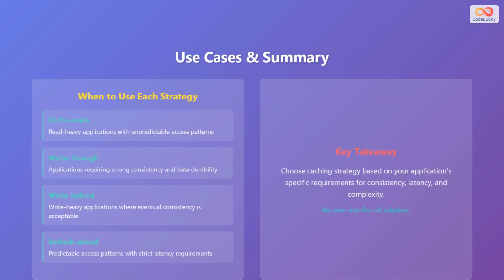Let's talk about the use cases for each strategy. Use cache aside for read-heavy applications with unpredictable access patterns. Choose write through for applications requiring strong consistency and data durability. Opt for write behind for write-heavy applications where eventual consistency is acceptable. And use refresh ahead for predictable access patterns with strict latency requirements.